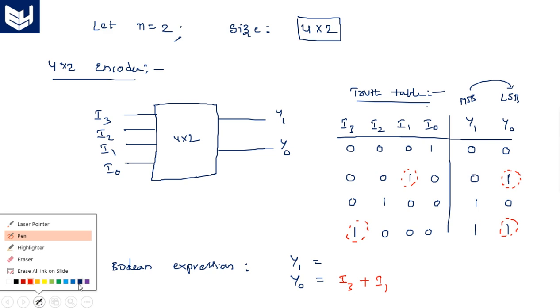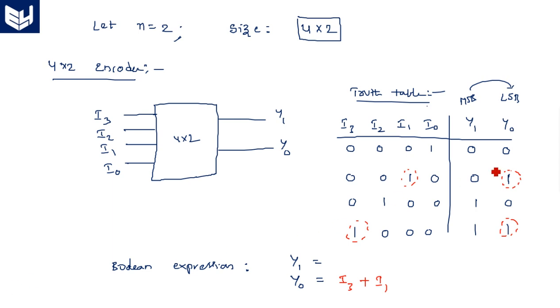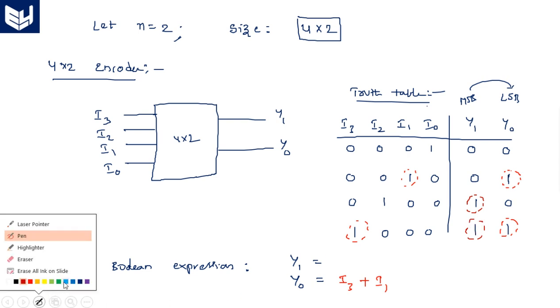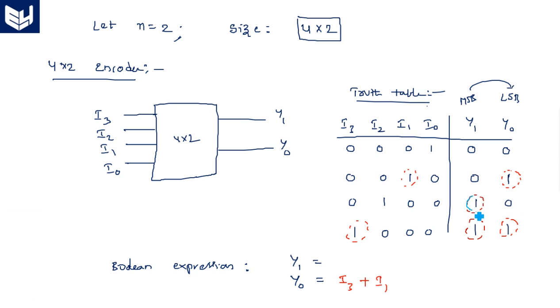Similarly, Y1 is 1 in these two cases, when I2 is 1 and when I3 is 1. So we can write it as I3 plus I2. That means if either I2 or I3 becomes 1, then the output Y1 becomes 1. It is also an OR operation between these two.